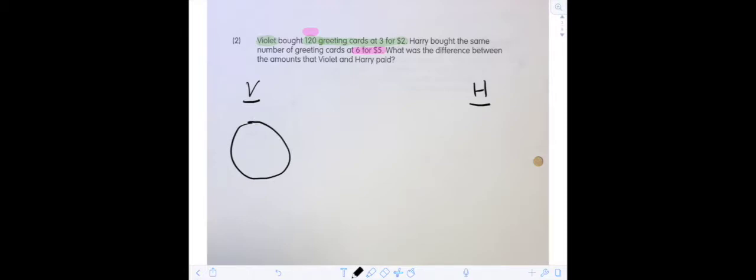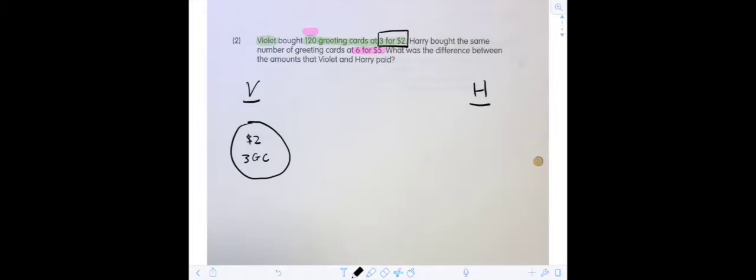Now what do we put inside this circle? We're going to dump in all the information that we know. Here you're looking primarily at this 3 for $2 first. So inside here I can put $2, this is the first bit of information. The second bit of information I can put is the 3 greeting cards. I put GC, short for greeting cards.